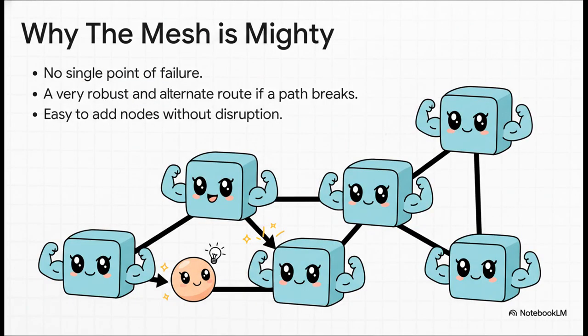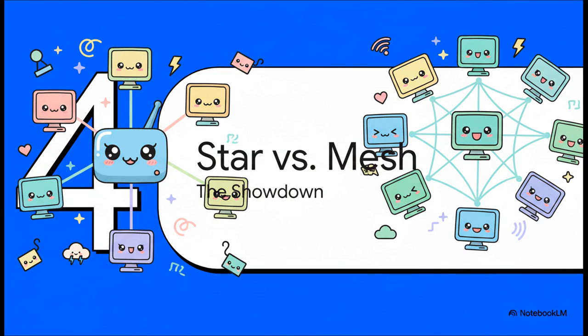Exactly. It's not practical for a gaming party, but the massive advantage here is resilience. In a mesh network, there is no single point of failure. If one path breaks, or even a whole computer, we call it a node, goes down, the data just says, okay, no problem, and finds another way to get there. It is unbelievably robust and reliable, which is why it's used for really important systems.